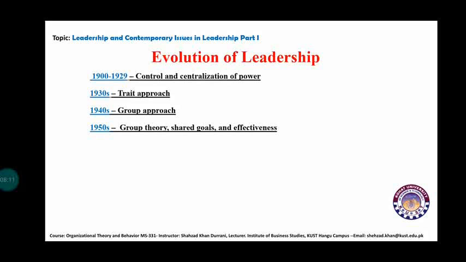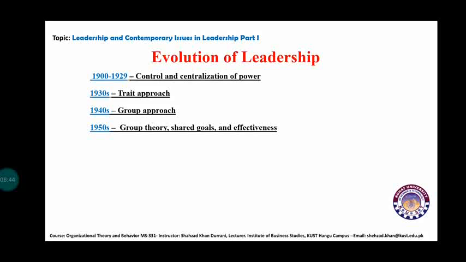To enhance employees' performance and satisfaction by focusing on employee motivation. This was actually the goal of the group theory, right? And then this concept further explains that there must be shared goals between the leader and the followers, right?